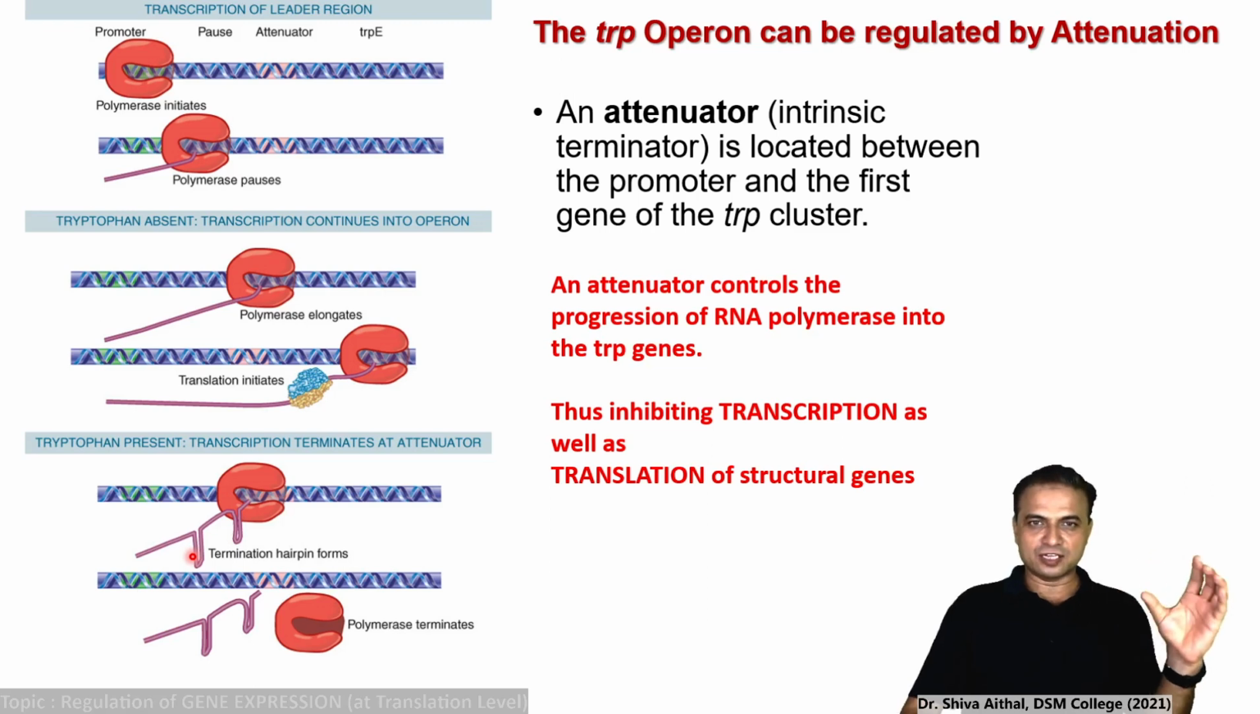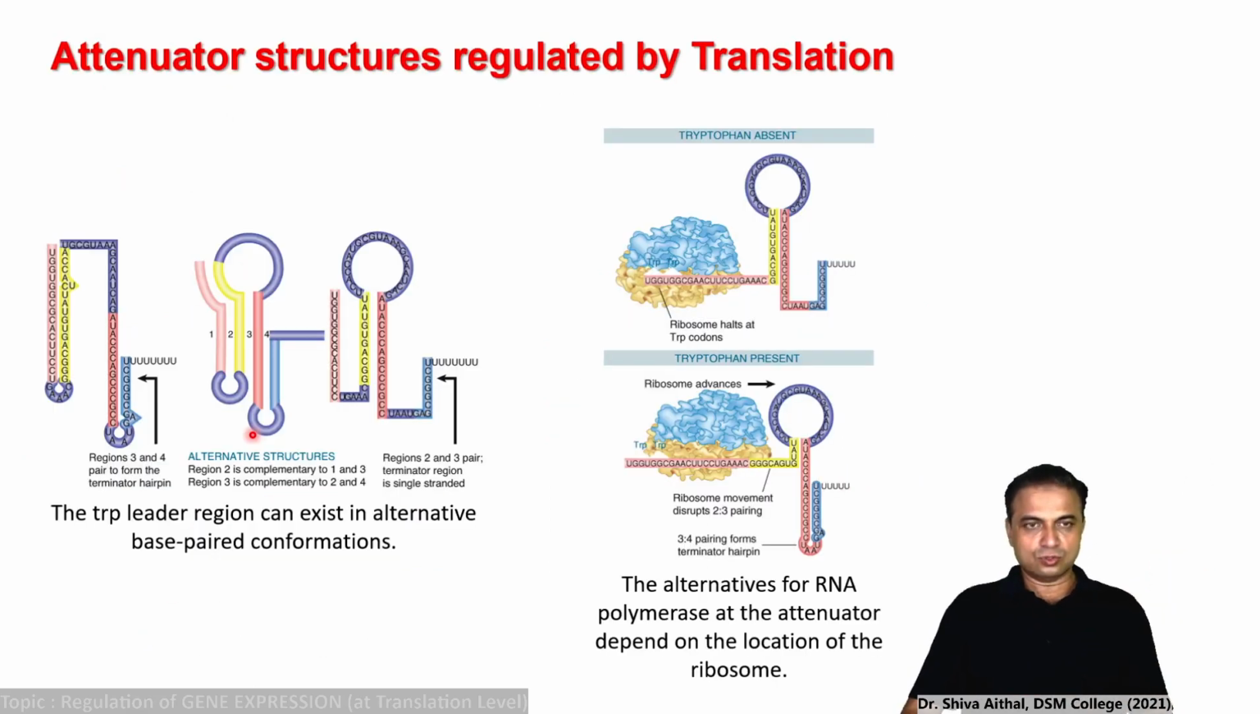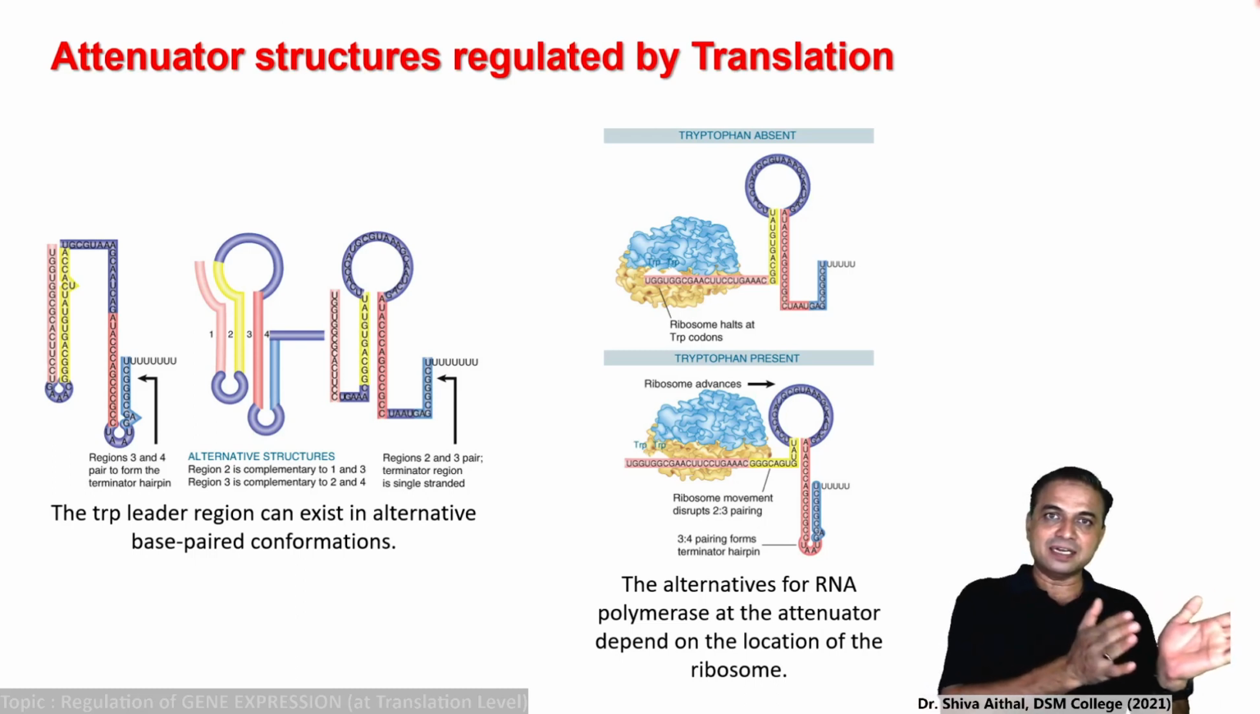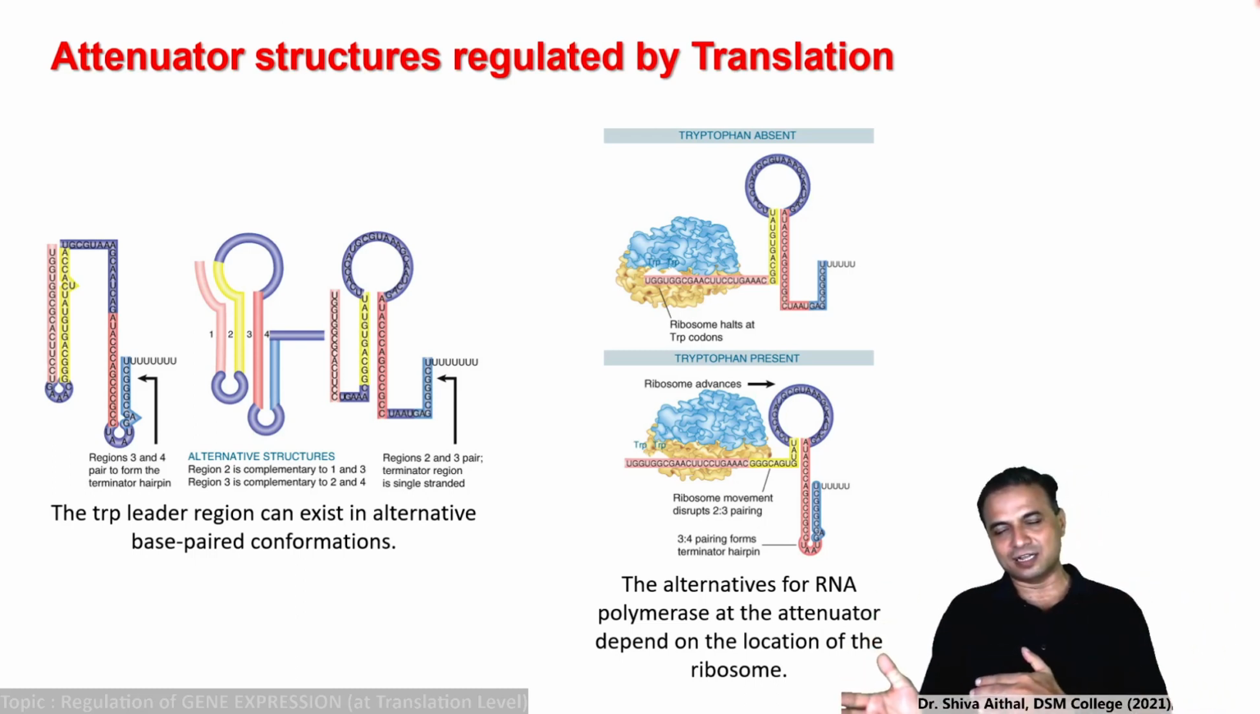of the tryptophan cluster. Attenuators can control the progression of RNA polymerase into the structural genes, as we saw in the tryptophan gene. This inhibits the transcription as well as translation. So it is a dual control mechanism, but this can be a best example also of translational regulation too. So attenuator structures can be regulated by translation, and attenuator structures can regulate translation.